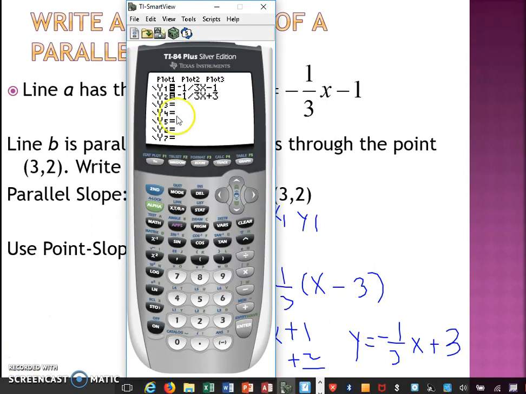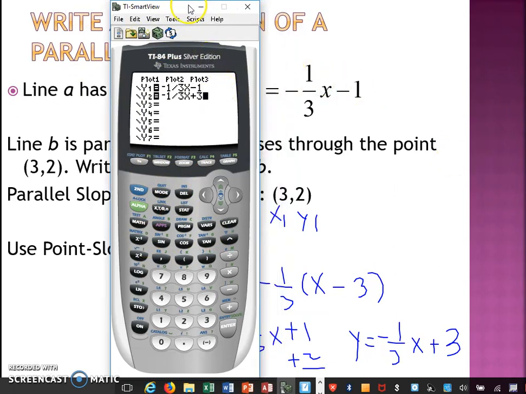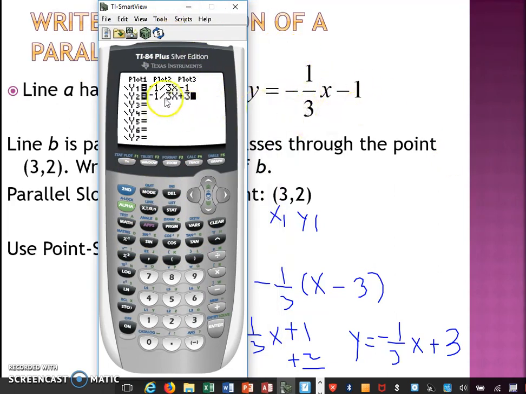So I typed these two equations that we just did. Here, negative 1 over 3x minus 1, and then negative 1 over 3x plus 3. And if I hit graph, you can actually see two lines that are parallel to each other on a coordinate plane. In order to do that, they must have the same slope. Alright, that's the video. Thank you for watching.